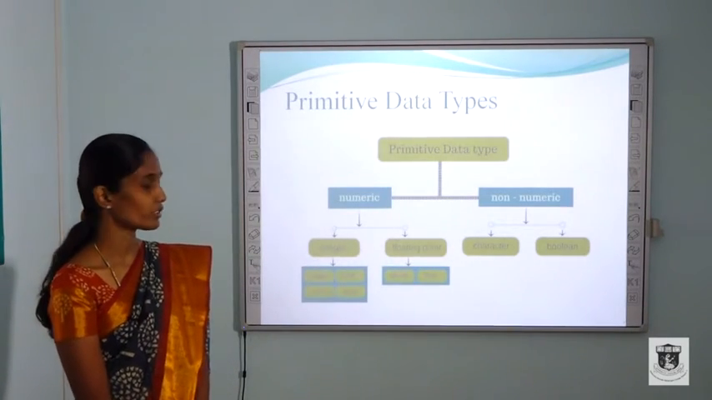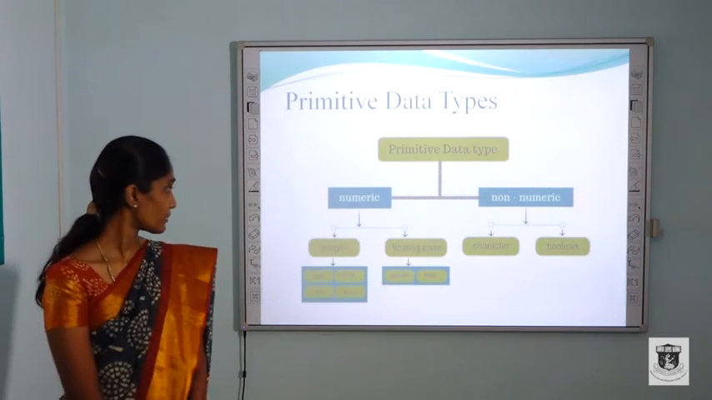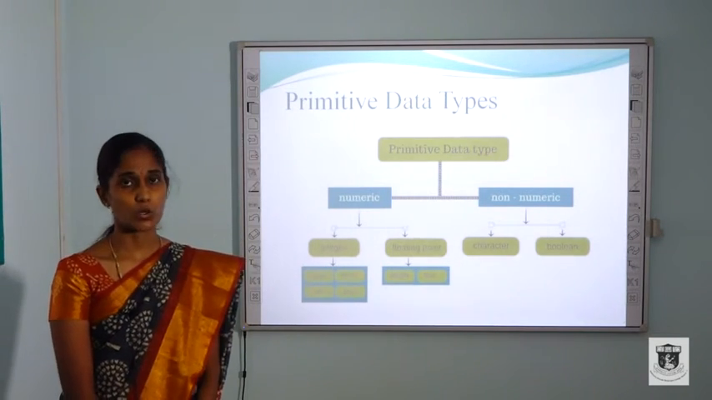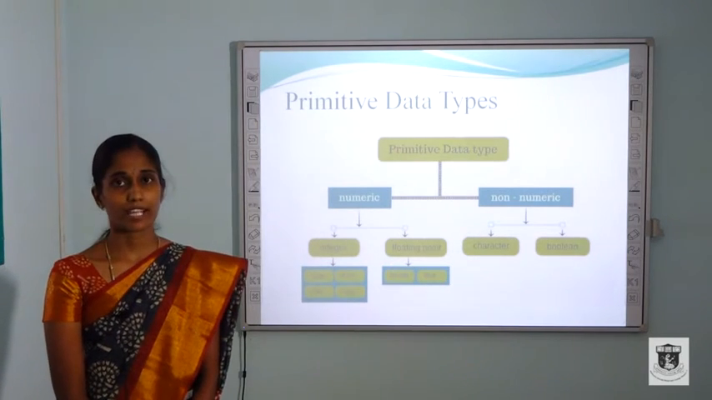Primitive data types are numeric and non-numeric, where numeric are integer and floating point. Integer data types are byte, short, int and long, whereas floating point data types are double and float. Non-numeric are character and boolean.